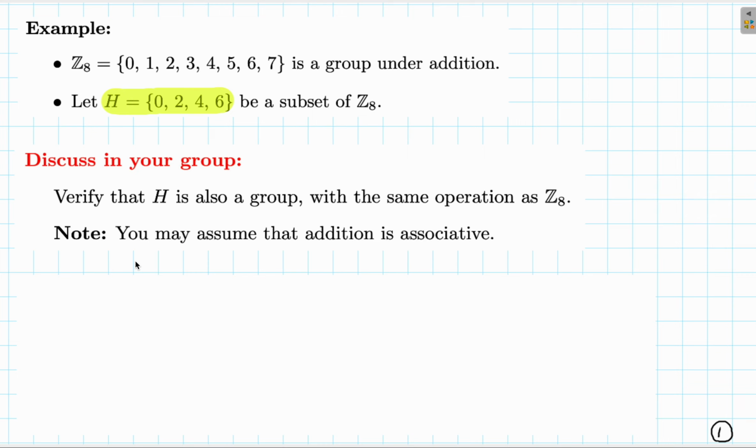In other words, addition modulo 8. And when you do that verification, you may assume that addition mod 8 is associative. So not necessarily worry about that particular group property.